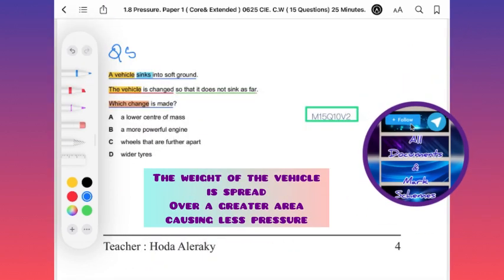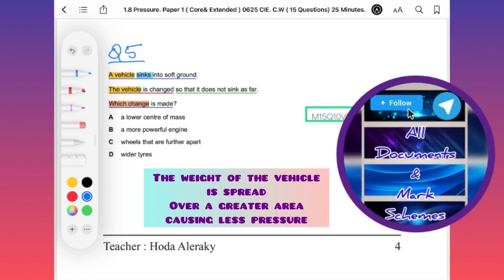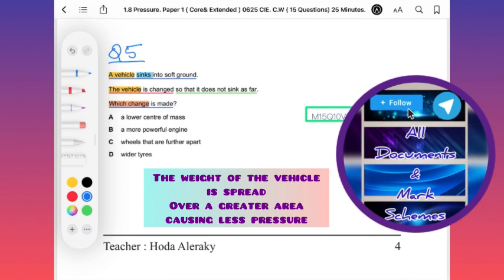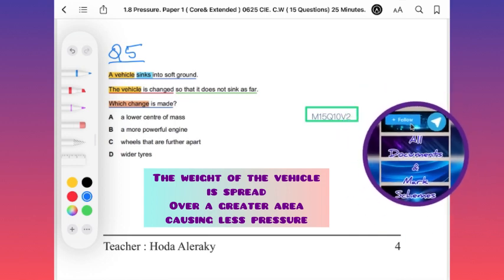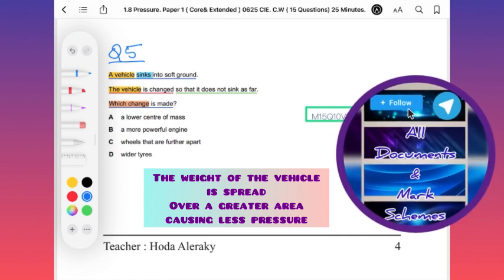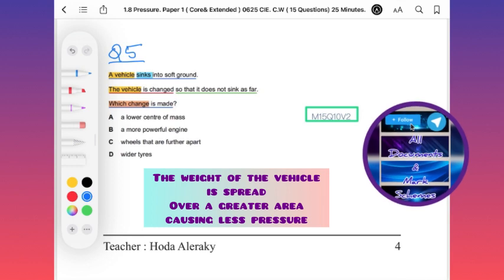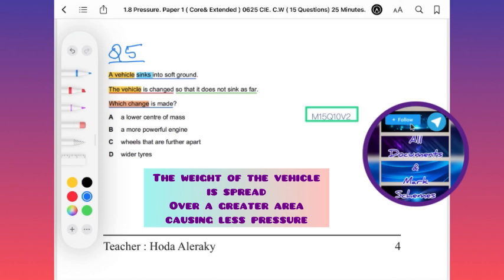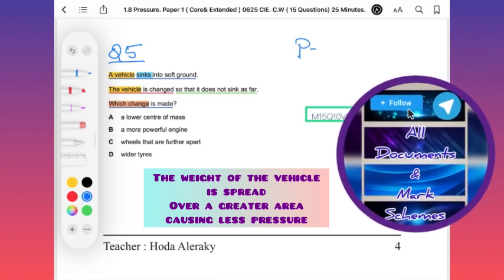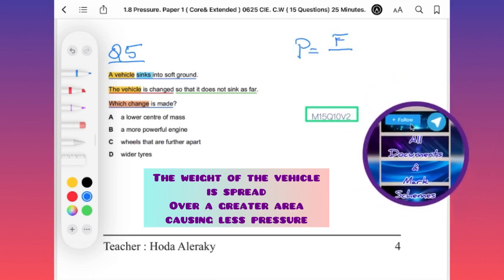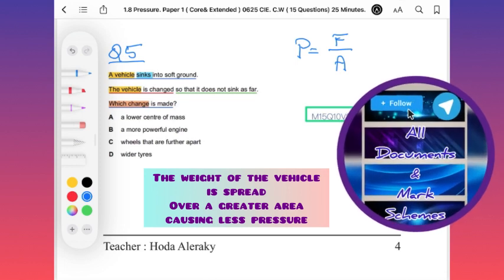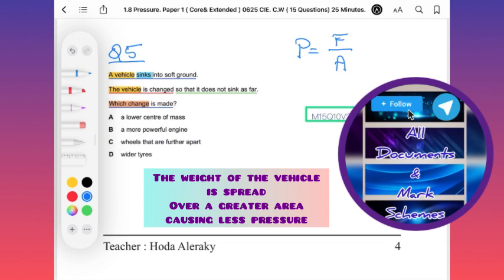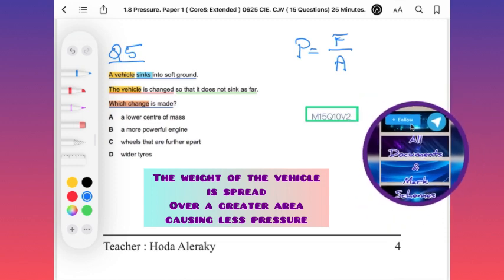Question 5, we have here a vehicle sinks into soft ground. Which change is made now? The vehicle is changed so it doesn't sink as far. According to the equation we are using, pressure is equal to force divided by area. The factor which is kept constant here is the weight of the vehicle. So the weight here is constant.